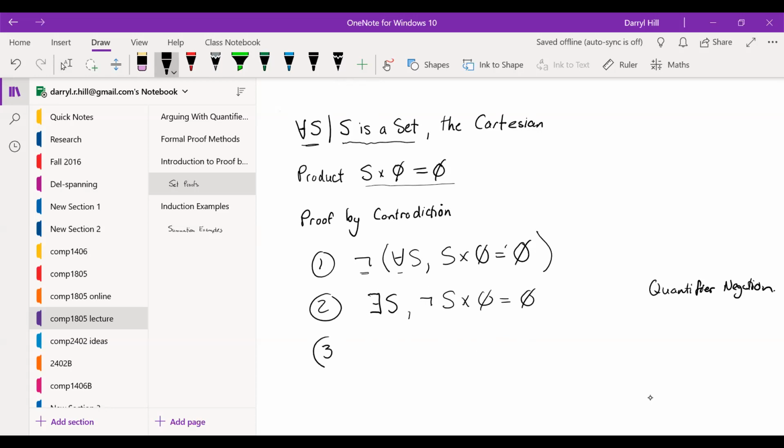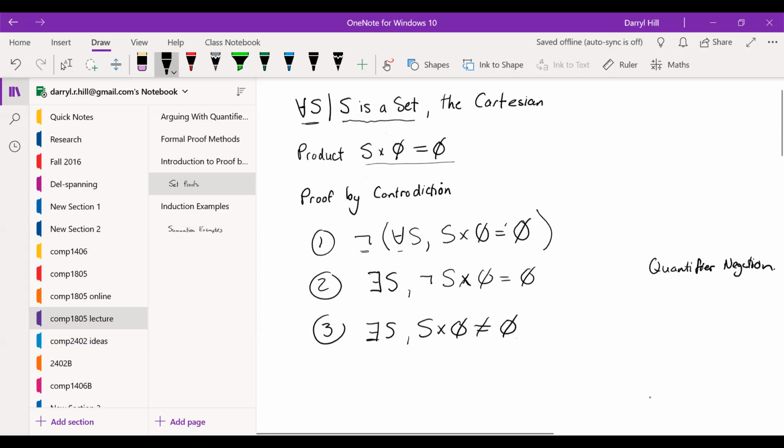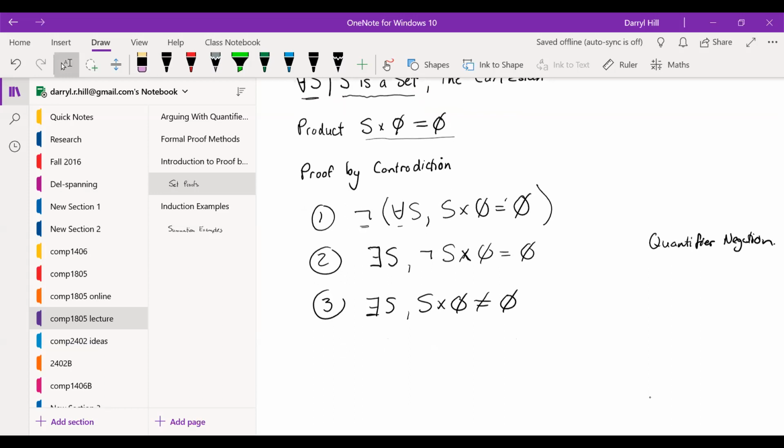And we can also express this, not the Cartesian product of S and the empty set, as there exists an S such that there is some set where the Cartesian product with the empty set is not the empty set. So this is doing a proof by contradiction. So we assume the opposite of what we wanted to prove. And now we're going to come to hopefully a contradiction.